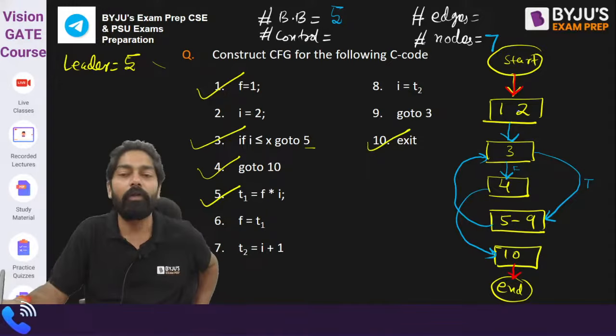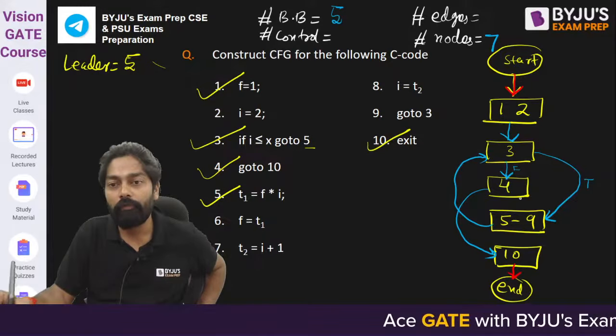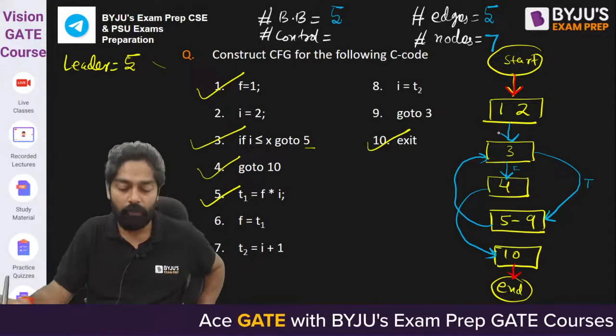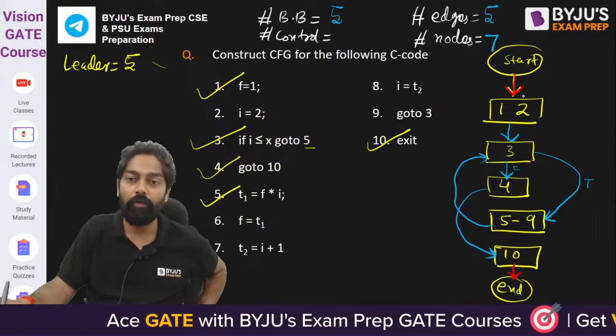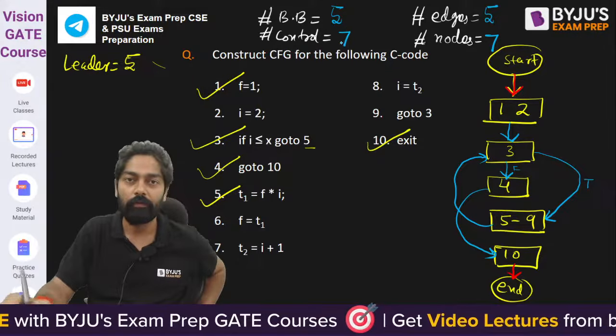Okay, number of control. So the number of edges, how many? See clearly, just see the blue lines. Blue lines are the number of edges: 1, 2, 3, 4, 5. So this is nothing but 5. Number of control, you can count the red lines also. Blue plus red lines, it is nothing but 7. Fine.